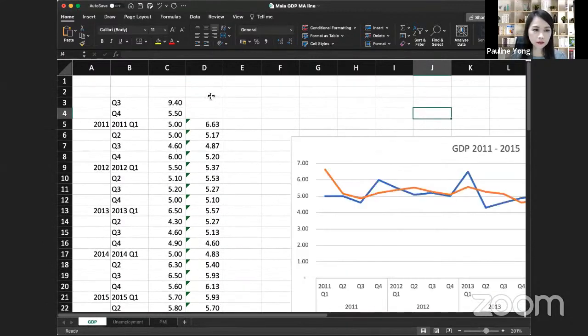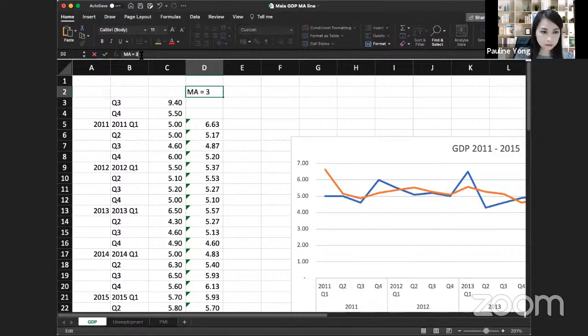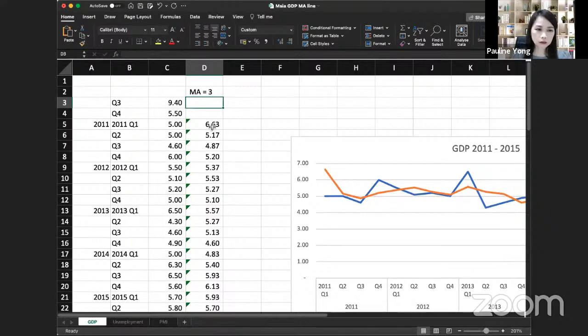And then the next part over here is a moving average, the MA line. So this is a 3-quarter moving average, because we are looking at quarters. So we are looking at the average of these 3 quarters. It will be equal to the average of 1, 2, 3, these 3 quarters.